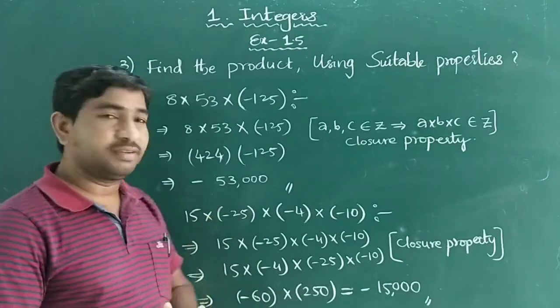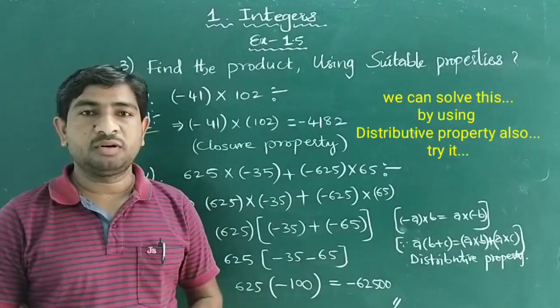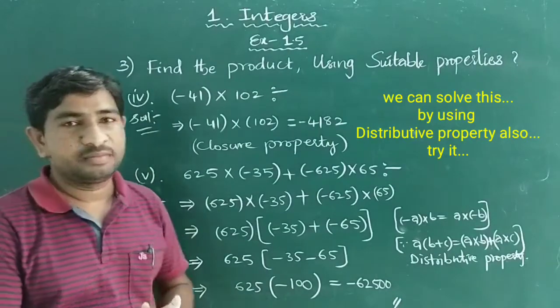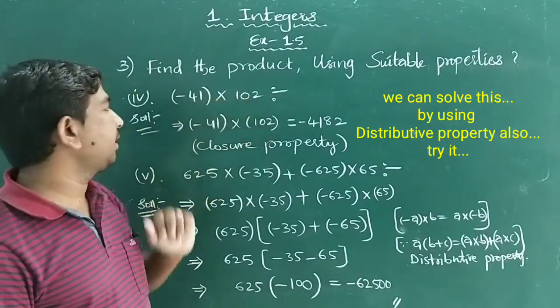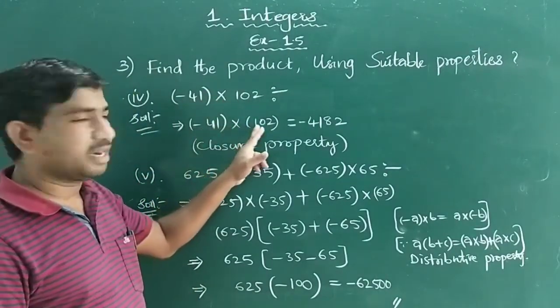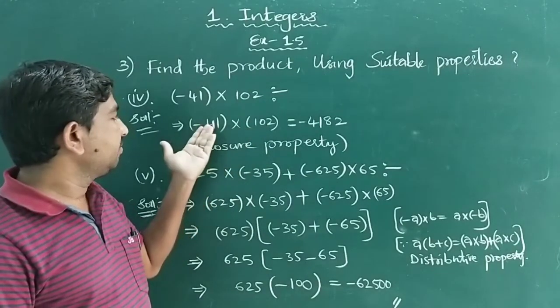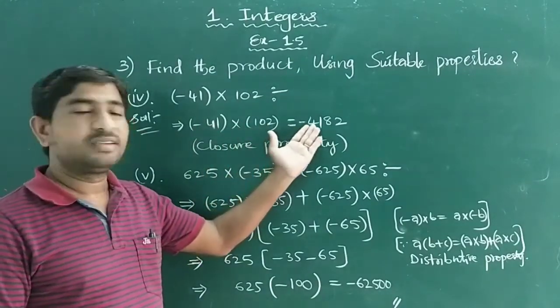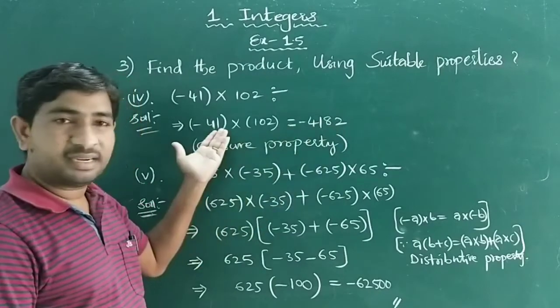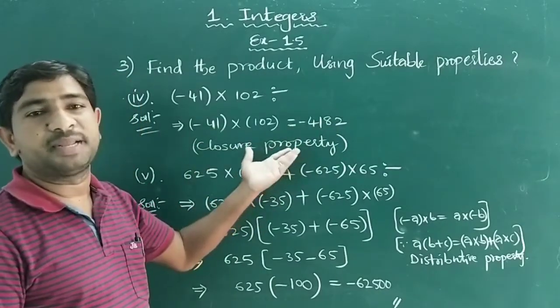So now we will see the next, fourth problem. Minus 41 into 102. Direct multiplication we can take here. Minus 41 into 102 is minus 4182. This is the closure property with multiplication.